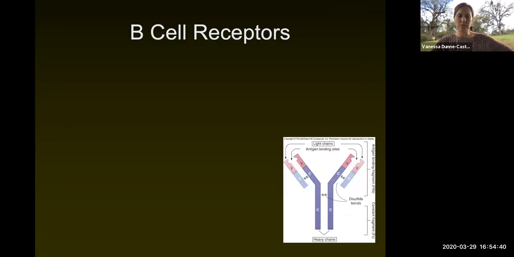Okay, let's jump to B and T cell receptors. In fact, I think what I usually like to do is start with T cell receptors and then go backwards here, because I think it makes a lot more sense. So let's do that. I'm going to skip ahead to slide number 29.